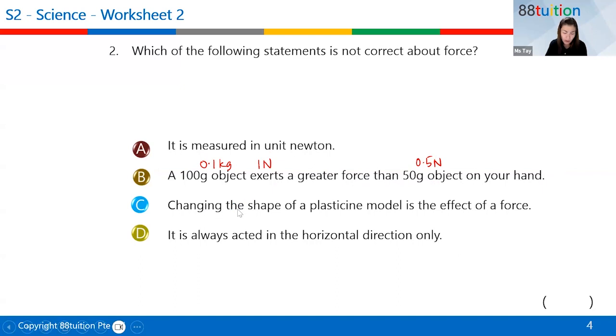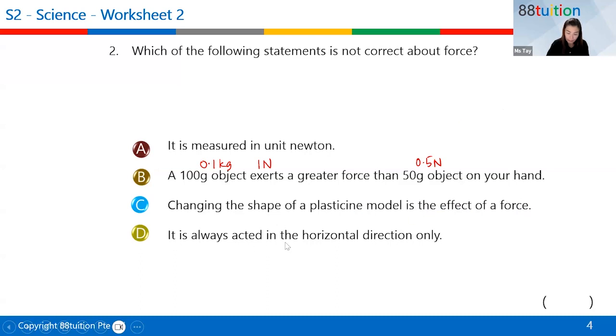Okay, now changing the shape of a plasticine model is the effect of a force. True. Okay, what are the effects of forces? This is one of them. It can change the shape. It can change even the direction of movement. It can cause a stationary object to move. It can cause something that's moving to stop. So changing the shape, yes, is an effect of a force.